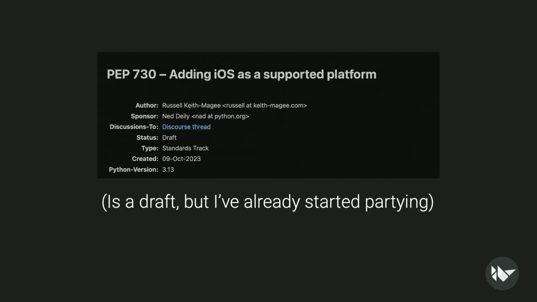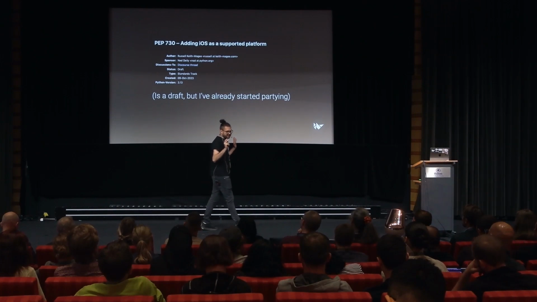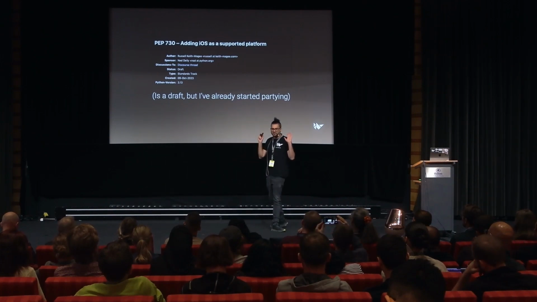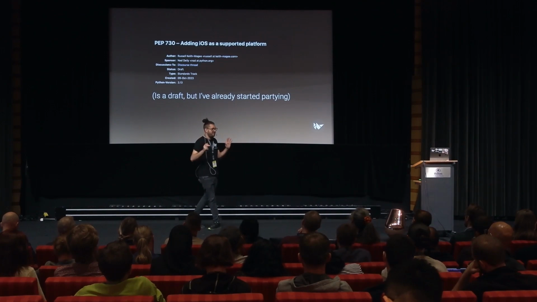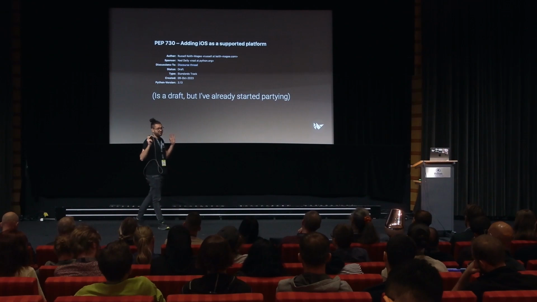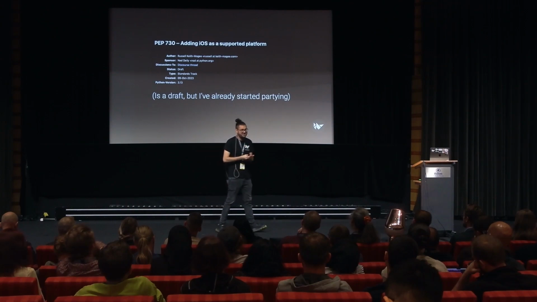PEP 730 is adding iOS support as a platform. I started crying of joy when I said it. iOS is still a draft, but they're working on it, and there's a high chance of having that in Python version 3.13. That means fewer issues when packaging these things via Python for Android and Kivy iOS, because we're probably going to have packages for iOS on PyPI.